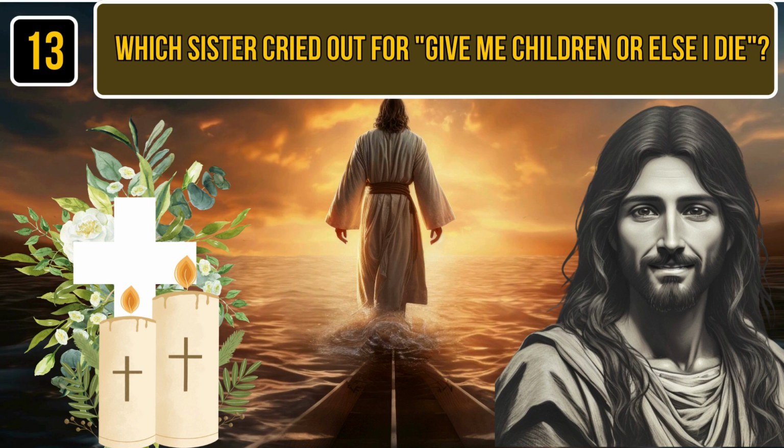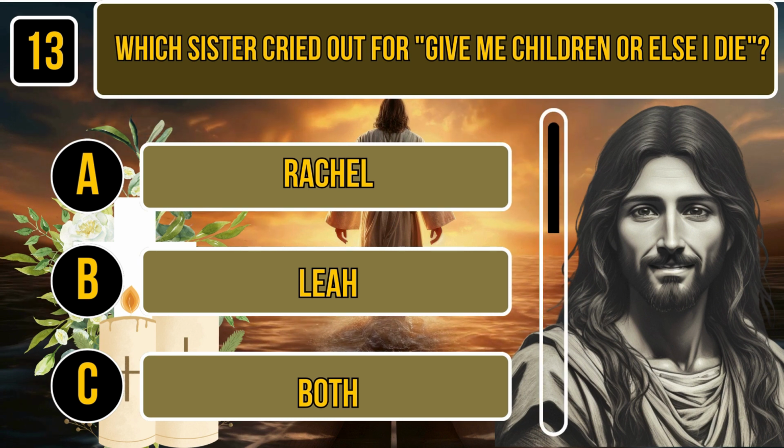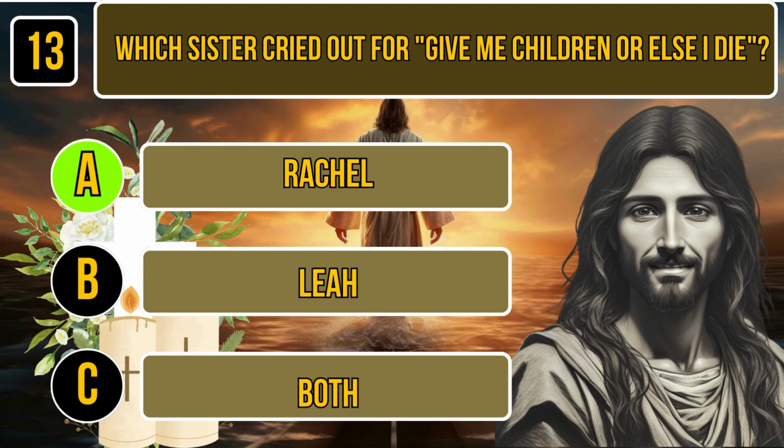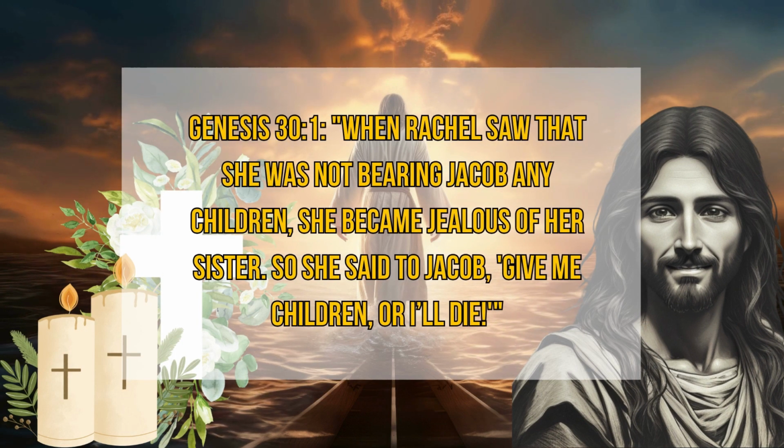Question number 13. Which sister cried out, "Give me children, or else I die"? A. Rachel. B. Leah. C. Both. Time for thinking. The correct answer is Rachel. Genesis 30:1. When Rachel saw that she was not bearing Jacob any children, she became jealous of her sister. So she said to Jacob, "Give me children, or I'll die."